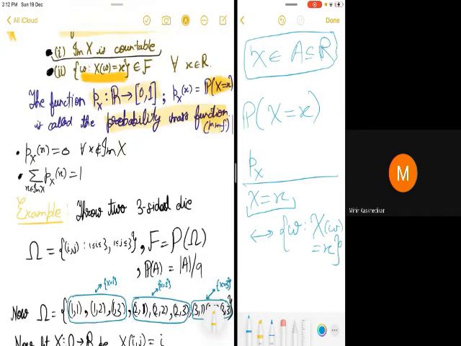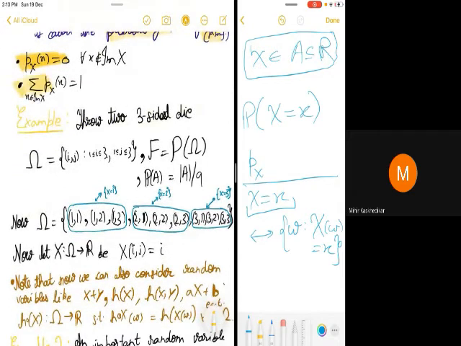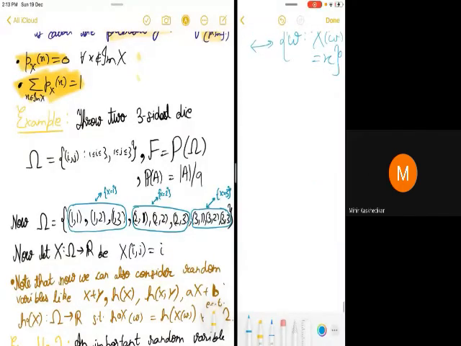Now the elementary properties of a probability mass function: if x is not in the image of the random variable capital X, then the probability mass function of x is clearly zero, because the event that the random variable takes the value x is empty. And also the sum of the probability mass functions is 1. Are these two clear? Yes. Okay.